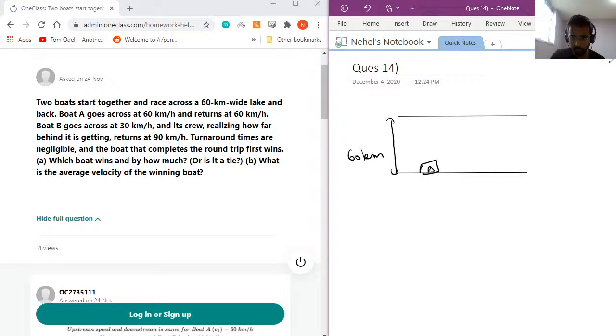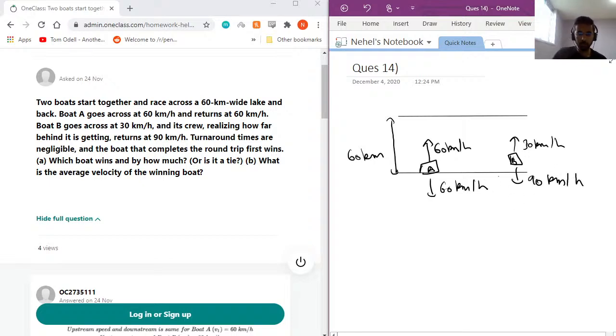So if we have a boat A, it goes at 60 kilometers per hour and returns at 60 kilometers per hour. Okay, whereas boat B goes at 30 but returns at 90 because they're lagging behind. So boat B goes at 30 kilometers per hour and returns at 90 kilometers per hour. The first question asks us which boat would win the race and by how much time.